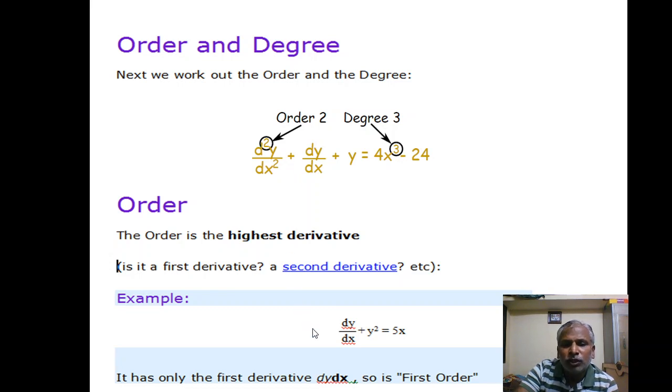Now the next example, dy by dx plus y square equal to 5x. It has only the first derivative, so it is called a first order differential equation.